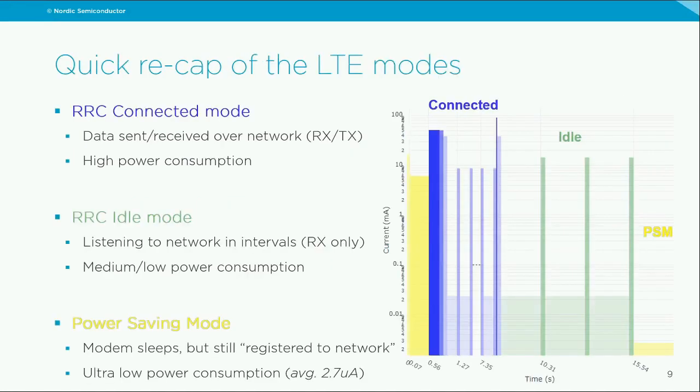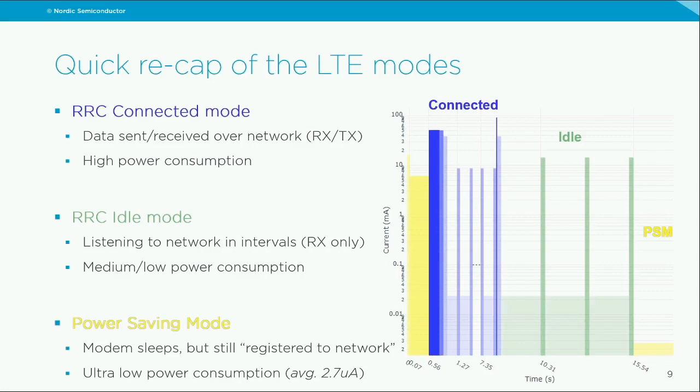And now just a quick recap of the different LTE modes that the modem can be in. You have RRC connected mode, RRC idle mode, and power saving mode. So connected mode is where you send and receive data over the network, you stay synchronized with the network, and you use a lot of current in this state. So the next mode is RRC idle mode. This is where you just listen to the network in intervals, so you just turn on the receiver side in between dedicated intervals. You can also increase those by increasing the eDRX intervals, for example. And in this state you use medium to low power consumption.